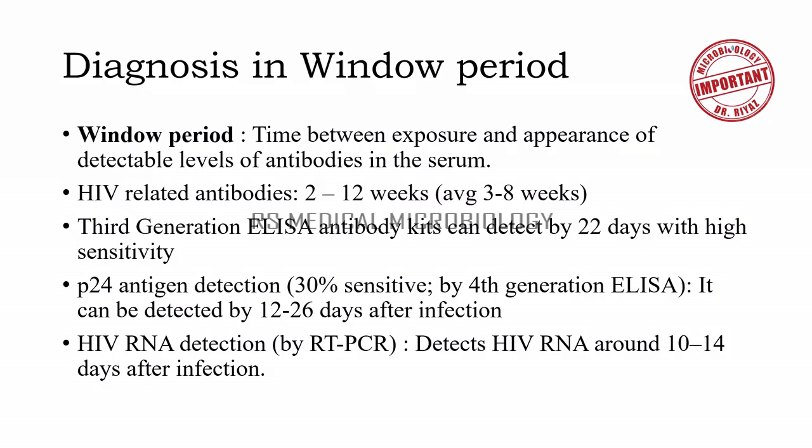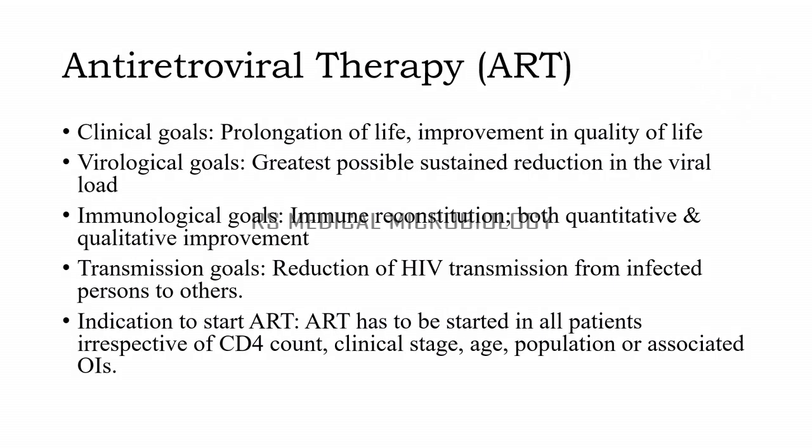Window period: you can do HIV related antibodies around 2 months time. Third generation ELISA kits can detect by around 22 days, and P24 can be detected using 4th generation ELISA kits by around a month's time. HIV RNA can also be done around 10 to 14 days of infection.